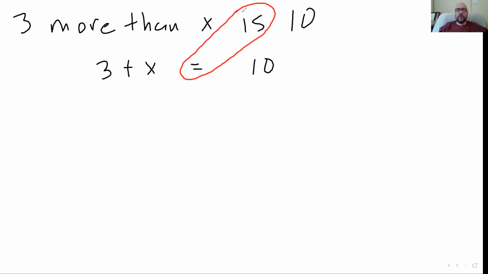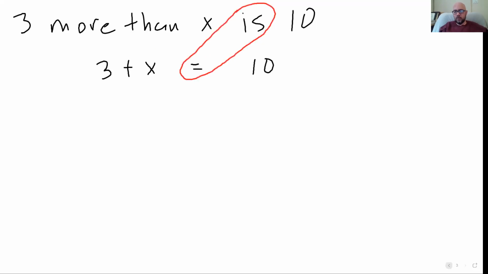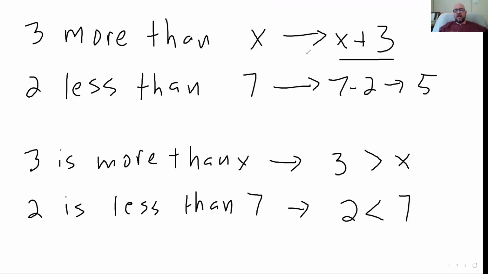You can combine it with other things to mean other things that are similar to equals. For instance, like 3 is more than x. Well, this inequality serves very much the same function as equals. It means something different, but it basically separates your 2 things into separate sides, right? And we'll learn how to solve inequalities soon enough, and it's pretty much just like equations.